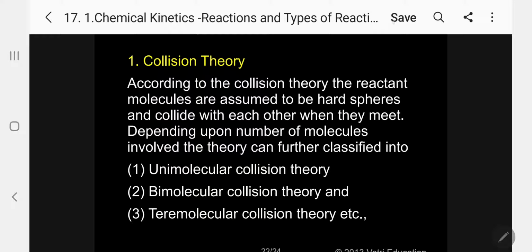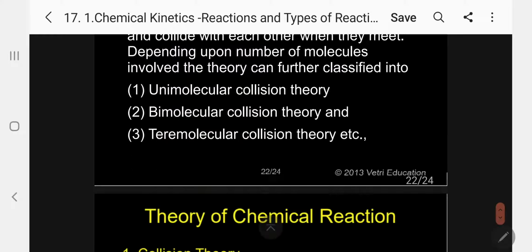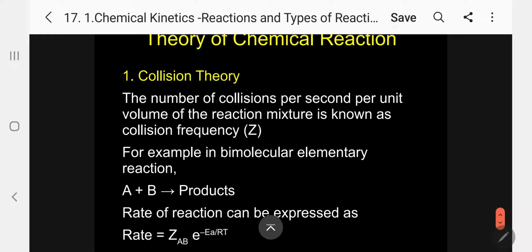Depending upon the number of molecules involved, the theory can be further classified into unimolecular collision theory, bimolecular collision theory, and termolecular collision theory. I told you they are colliding with each other and exchanging their energy. The number of collisions per second per unit volume of reaction mixture is known as collision frequency, indicated by Z. That is according to collision theory.